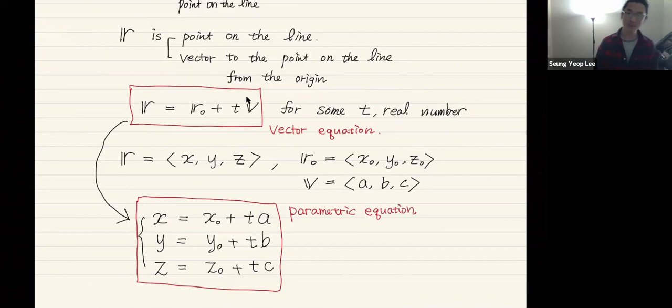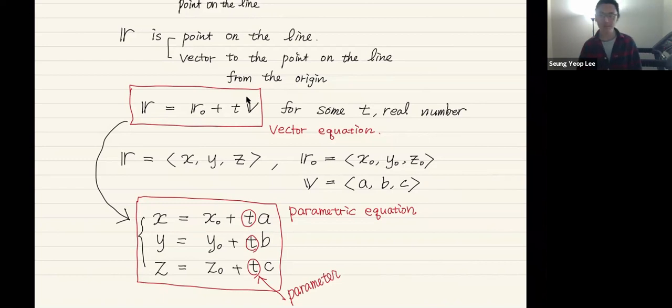I hope you remember this parametric equation from the very beginning of the semester. Here, what is the parameter? t is the parameter. So if the point x naught, y naught, z naught is given, and if the direction a, b, c is given, then we can write down the parametric equation: x equals some function of t, y equals some function of t, z equals some function of t.